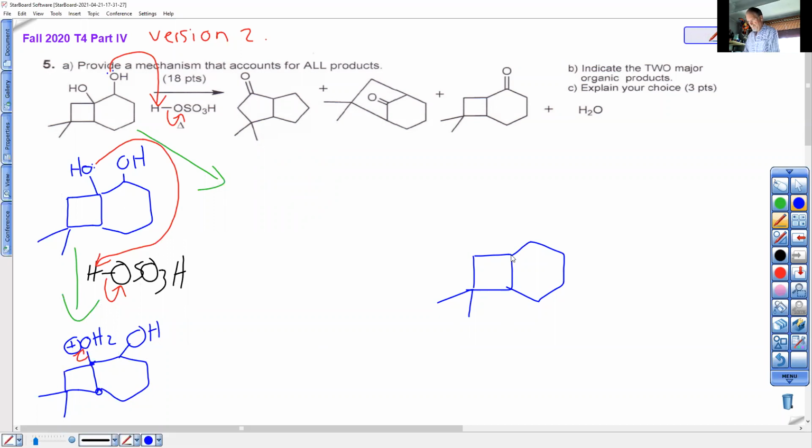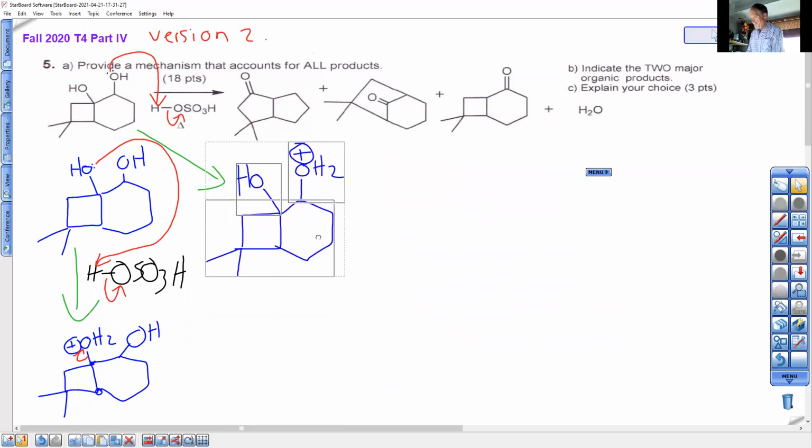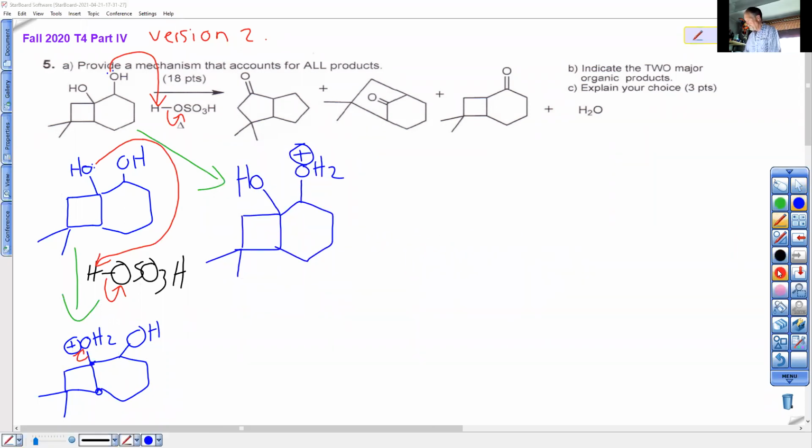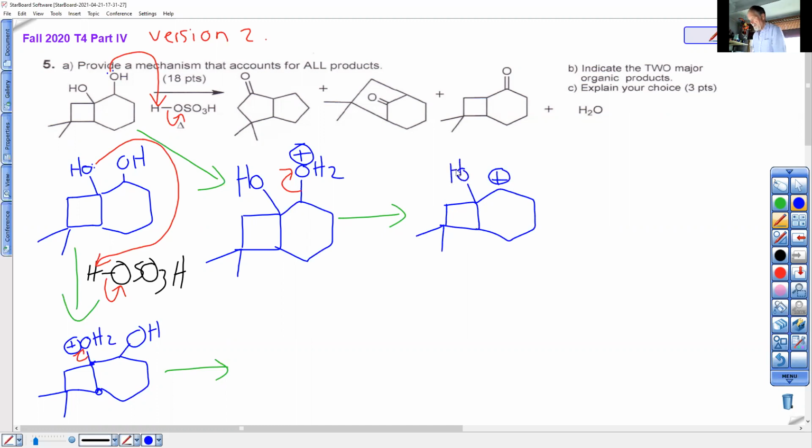This one we didn't use this OH up here. Use this OH. There we go. And this one leaves, generating carbocations. Carbocation here, secondary. Carbocation here, tertiary.